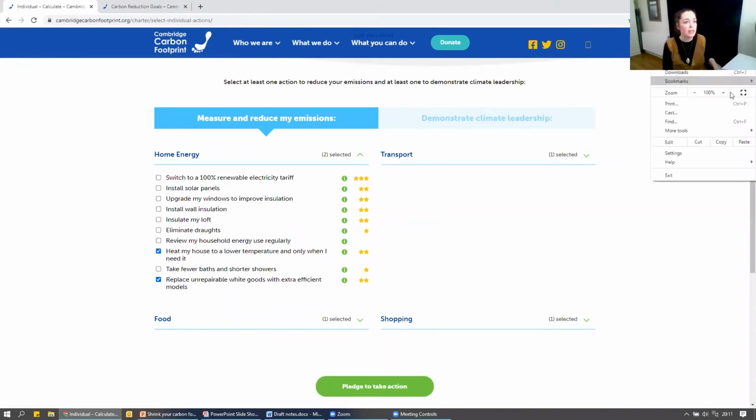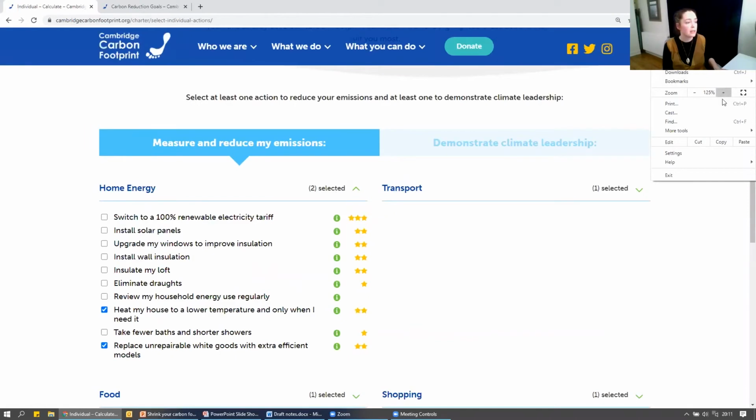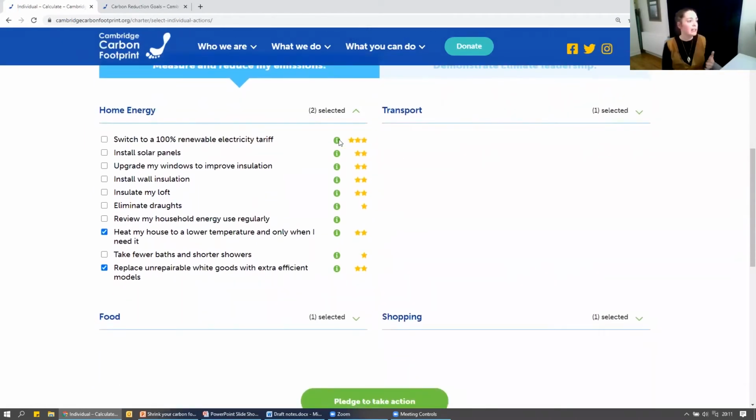Sorry, shall I zoom in again? It's probably a bit hard to see. Hopefully that's better. And so there's a little bit more information on why you might want to take those actions when you look at the little green eyes. And it also gives a star rating as well, so that you can see which actions are going to have more impact than others.